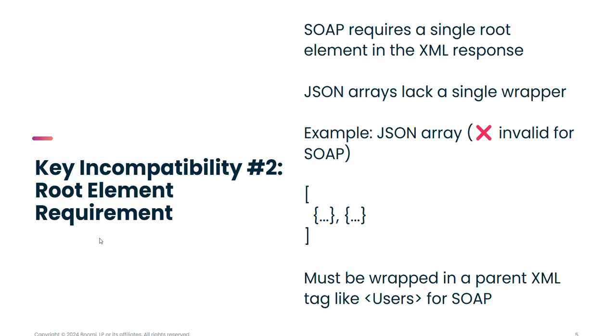Key incompatibility 2, root element is required in SOAP. So SOAP requires a single root element in the XML response, whereas JSON arrays lack a single wrapper. So a JSON array is invalid for SOAP and must be wrapped with a root element.